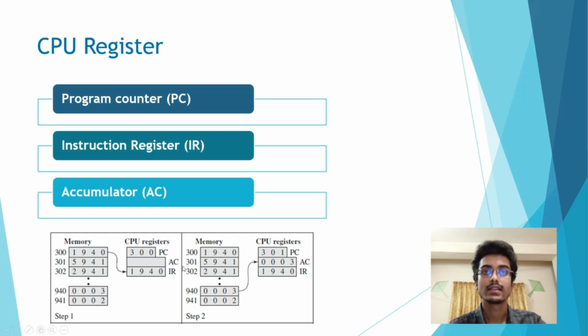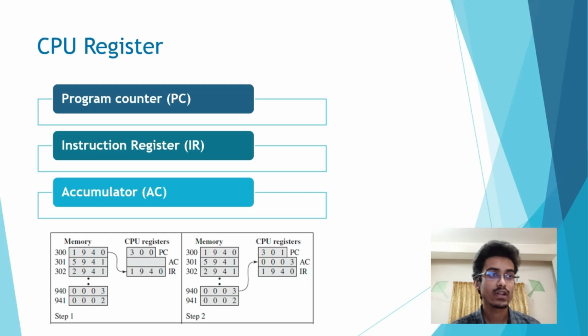Here you see, this 300 is the memory address, and it is held by the PC. And for this 300 there is the instruction 1940, and it is held by the IR. This is the IR. Then we have the AC.